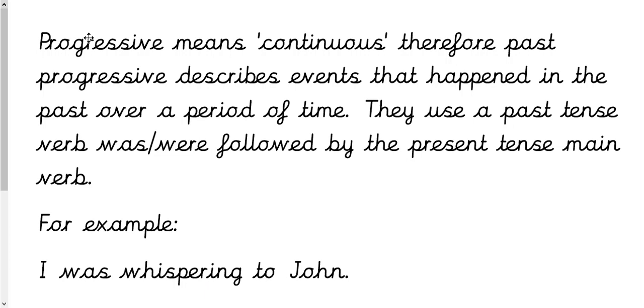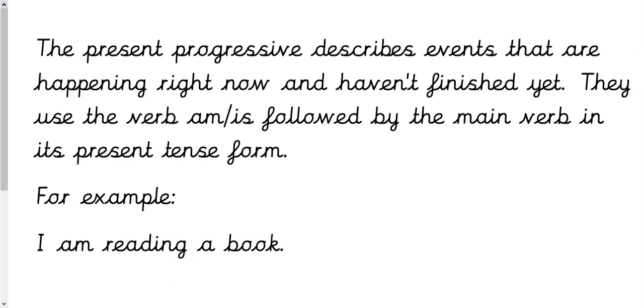Okay, so if that's the past progressive, what's the present progressive? So present progressive describes events that are happening right now and haven't finished yet. So they use the verb am or is, followed by the main verb in its present tense form. So for example, I am reading a book. Can you see how that action hasn't finished yet because you are still doing it?